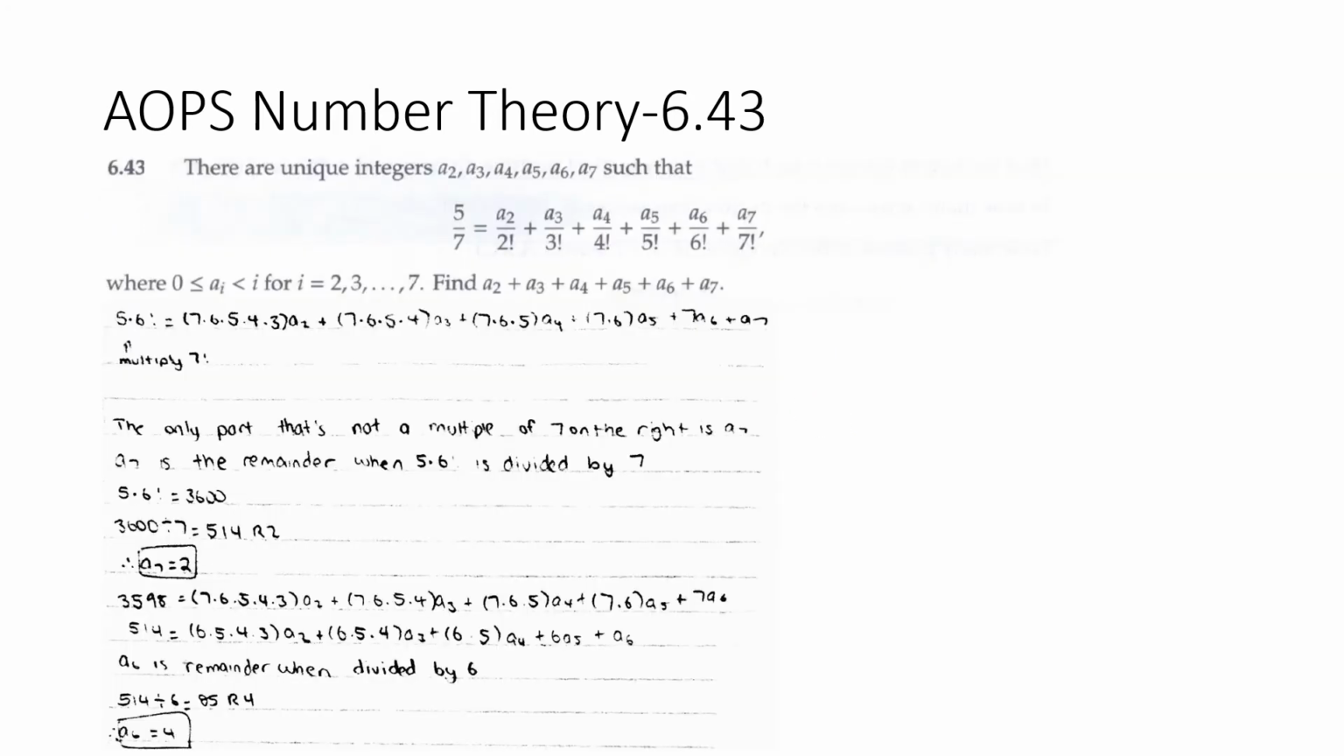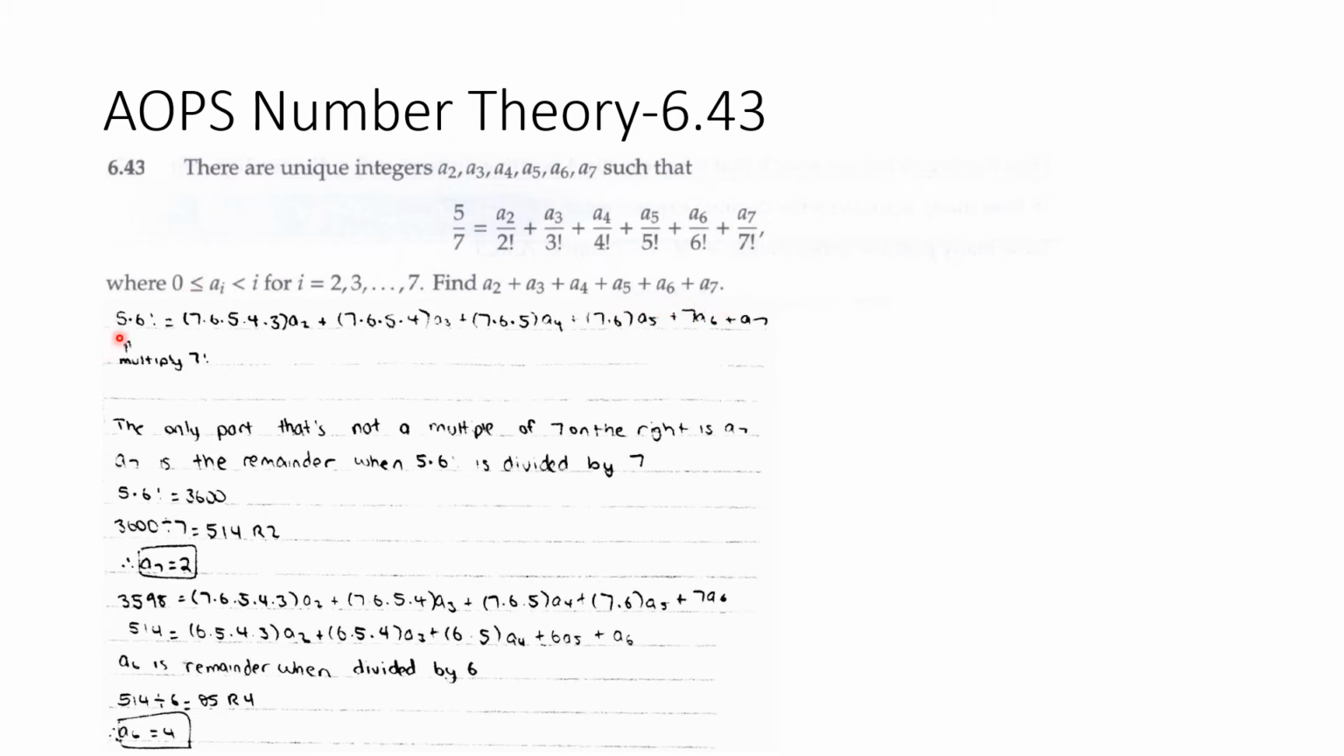AOPS number theory 6.43. There are unique integers a2, a3, a4, a5, a6, and a7 such that 5 over 7 is equal to a2 divided by factorial 2 plus a3 divided by factorial 3, so on up to a7 divided by factorial 7, where 0 is less or equal to ai, which is less than i, for when i is equal to 2, 3, ..., 7. Find a2 plus a3 plus a4 plus a5 plus a6 plus a7.